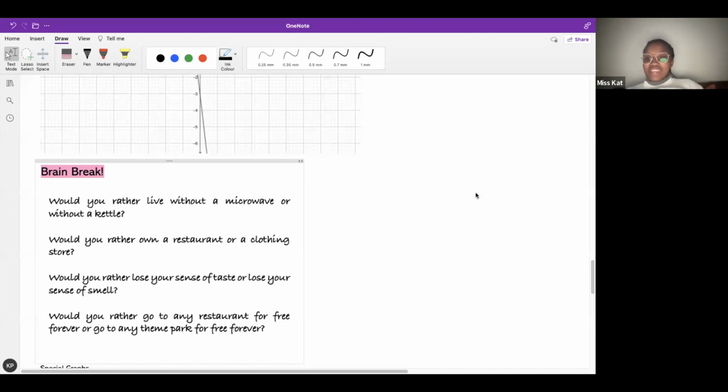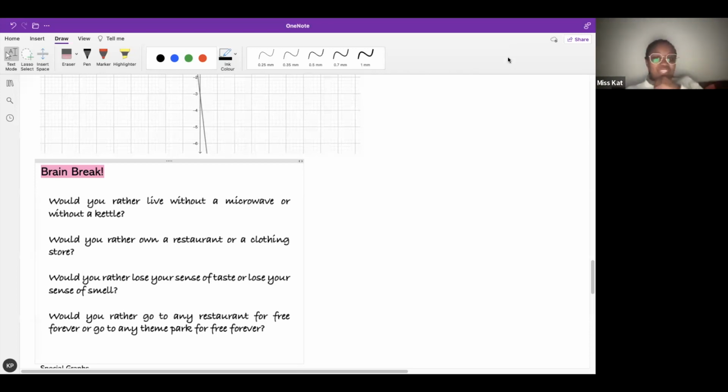Bridget is being slick and saying there's food at the theme park, so I can go in for free. I see you, Bridget. I never thought of that. So you'll just say, no, but I'm going to the restaurant. I'm just going to the restaurant. That's all I'm doing. And then you get it for free. Smart.